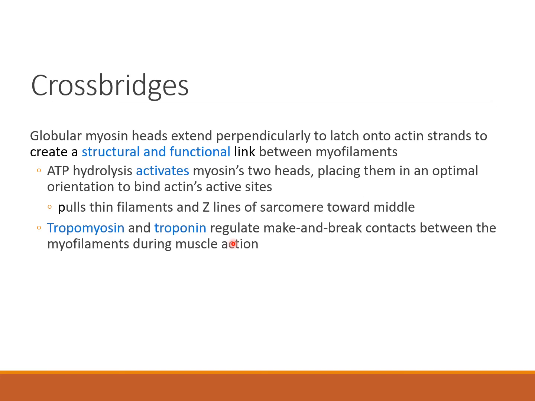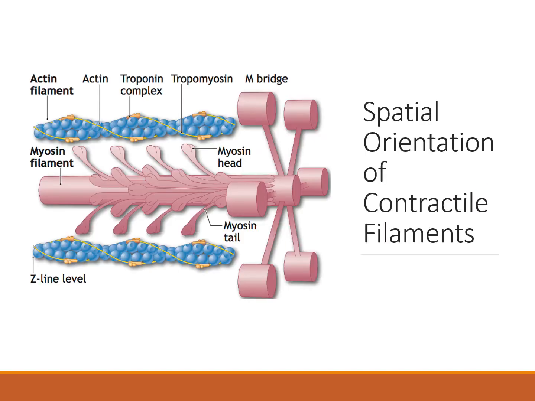Tropomyosin and troponin regulate the make and break contacts between the myofilaments during muscle action. We're going to talk about this later, but this is where calcium comes into play, and it's going to influence whether those sites on the actin filament are available to the myosin or not. So here you go. There's the actin filament in blue, there's your myosin filament in pink, and you've got your myosin heads coming up. Tropomyosin is going to be your attachment point, and this troponin complex is also involved. So, just another visual for you.